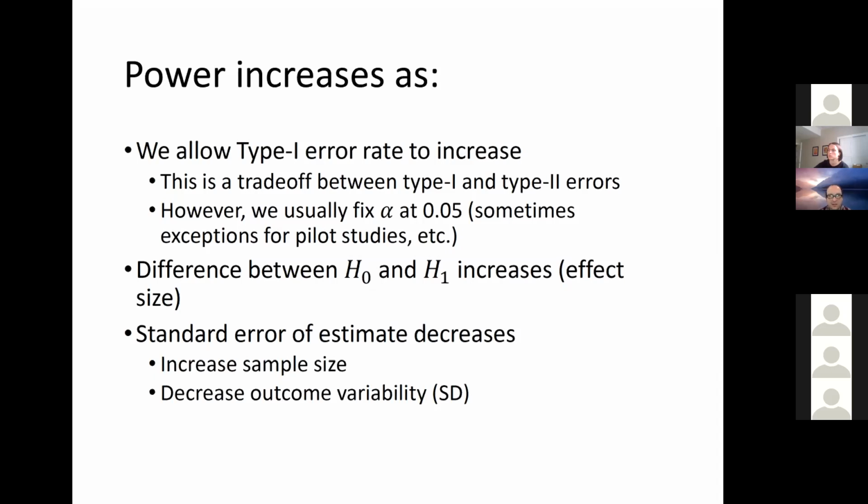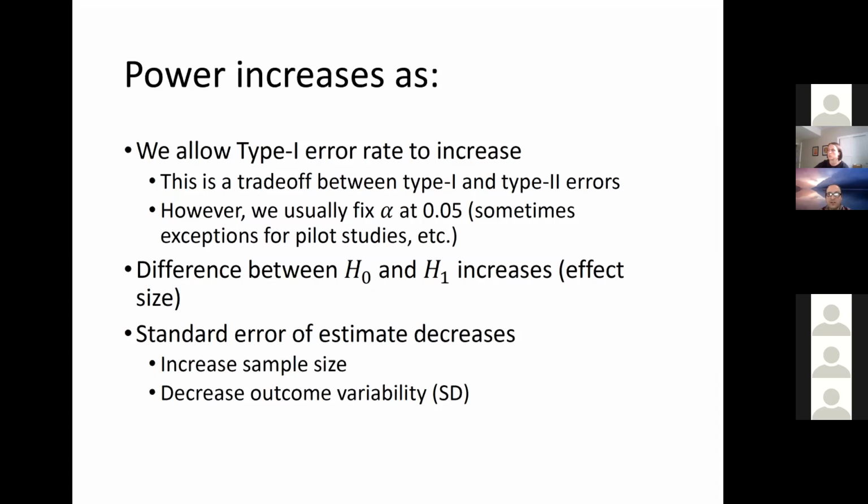But in certain situations, you might have it be 0.01 for maybe a very large study, or it could be 0.1 for like a pilot study where you're just trying to find some suggestion of an effect. So those are just some situations where you might deviate from the standard 0.05 value for alpha.